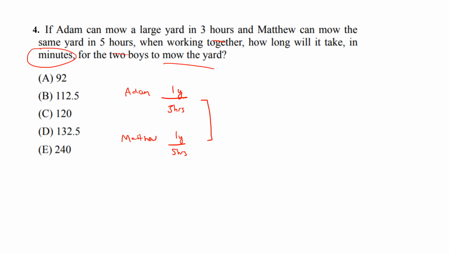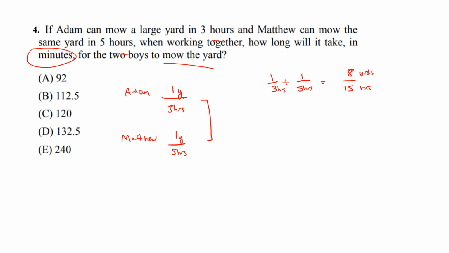So one way we can show this is if we add their rates, so 1 yard to 3 hours plus 1 yard to 5 hours, okay? Now if we add this, do some least common multiples, or make the denominators the same, common denominators, we'll get 8 over 15. That tells us these 2 boys can do 8 yards given 15 hours, okay? I think that's pretty self-explanatory. They can do the 8 yards in 15 hours if they do it together.